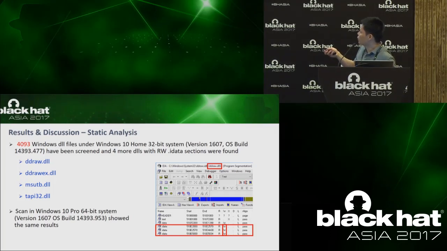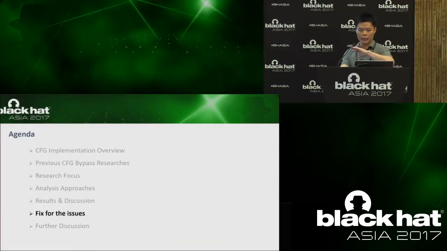So using the DDR-AW DLL as an example, as you can see from here, from IDA, the whole IData segment was writable. That means all the CFG check function pointers can be modified on these four libraries. We then scanned Windows 10 64-bit system and we found the same result. So basically we reported all these findings to Microsoft, and those issues have been fixed.